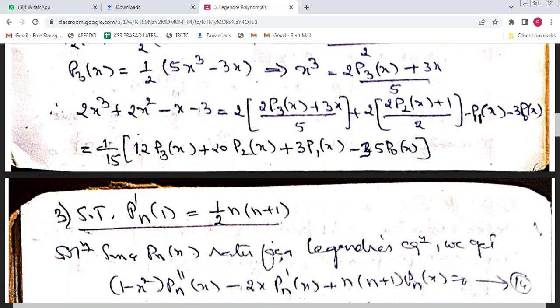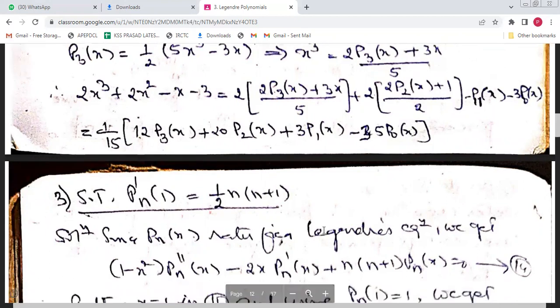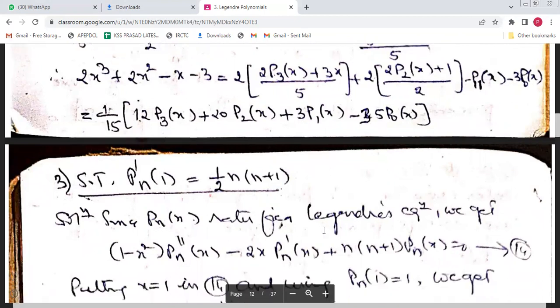1 minus x square times y double dash of x minus 2x times y dash of x plus n into n plus 1 times y equal to 0. So Pn of x satisfies this equation. We can write this as 1 minus x square times Pn double dash of x minus 2x times Pn dash of x plus n into n plus 1 times Pn of x equal to 0.